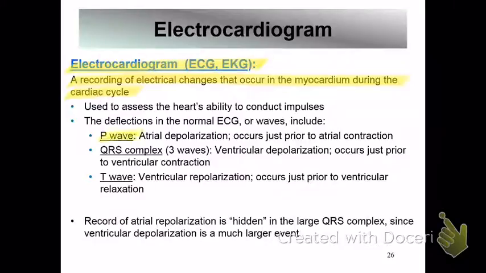There's the P wave, which happens when the atria depolarize, right before they contract. That means electricity reaches the atrium. The QRS wave is big. That's when the ventricles depolarize. And then the T wave is when the ventricles relax, so resting. Let me show you this here.